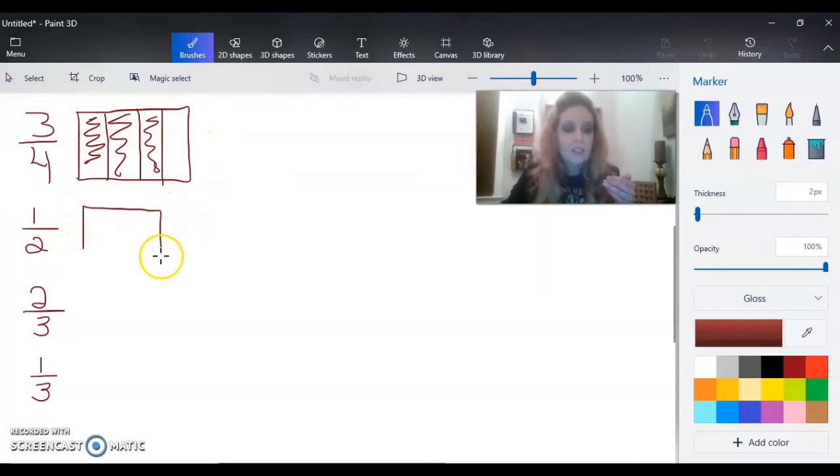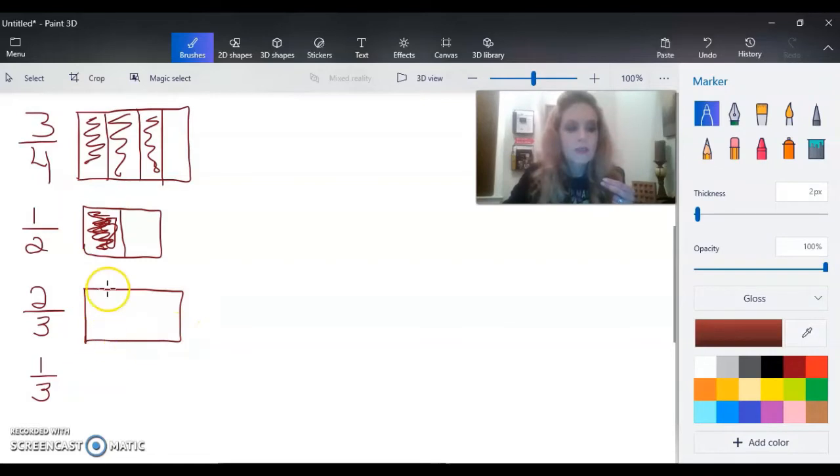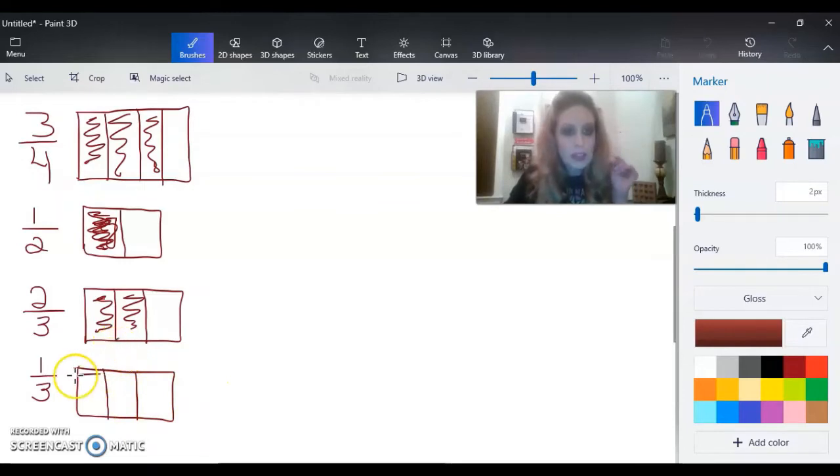If we did a half, there are 2 total parts, because the denominator is showing 2 total parts. I am only concerned with 1 part, because the numerator says 1. Let's color that in. All right, 2/3. I've got 3 total parts, but I'm only concerned with 2 of those. And on 1/3, I've got 3 total parts again, but this time I'm only concerned with 1 part. All right, does that make sense? That is what all of those fractions actually look like.